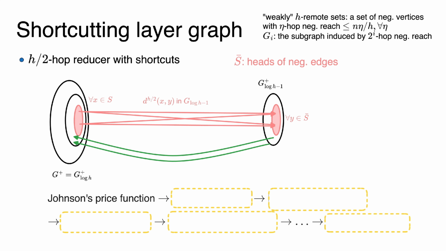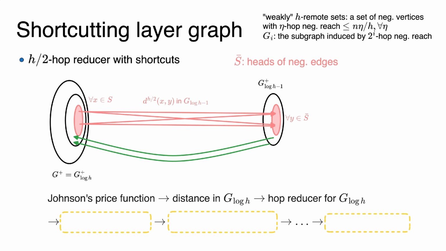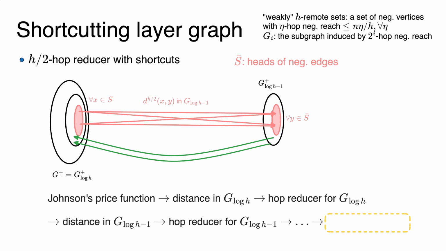So to compute Johnson's price function, we need to compute the distance in the original graph G, which is G log h. Then to efficiently compute this distance, we need to build some hop reducer with small size. To build this small size hop reducer, we need to add these shortcuts. So it requires us to know the distance in a smaller graph, G log h minus 1. And to compute this distance, we again need a small hop reducer in the smaller graph. And you see the pattern.